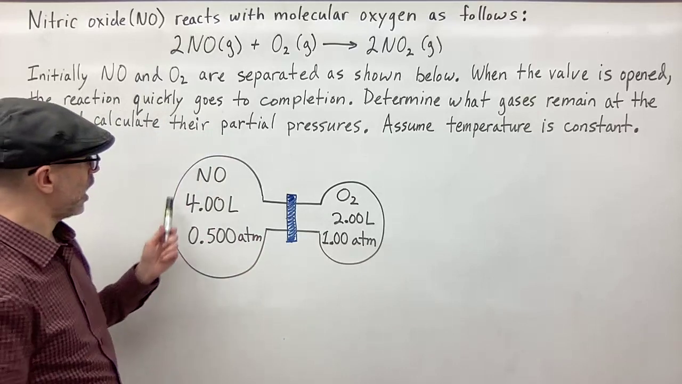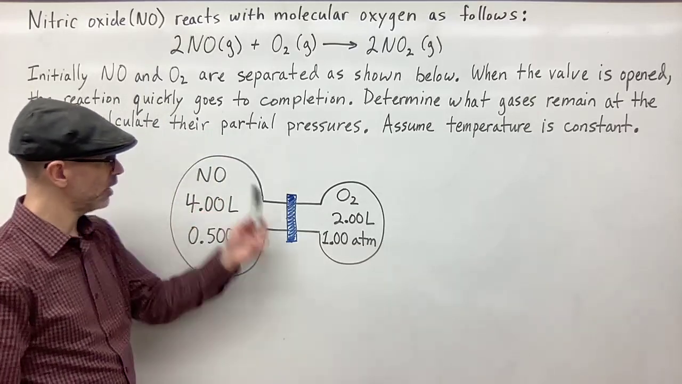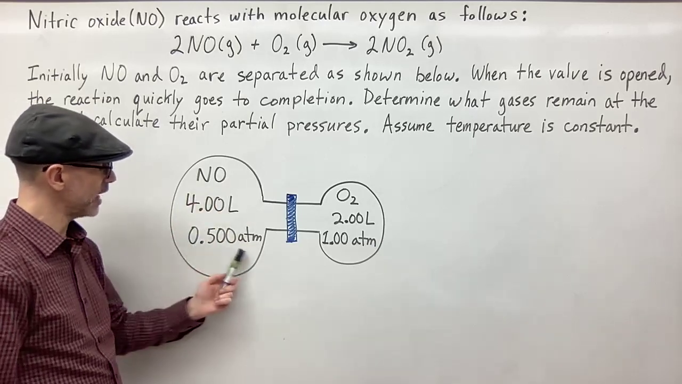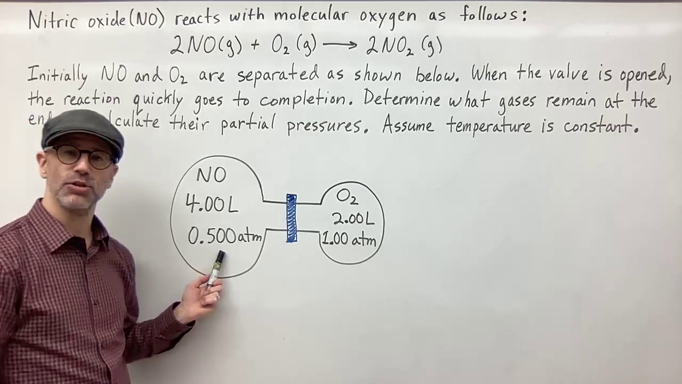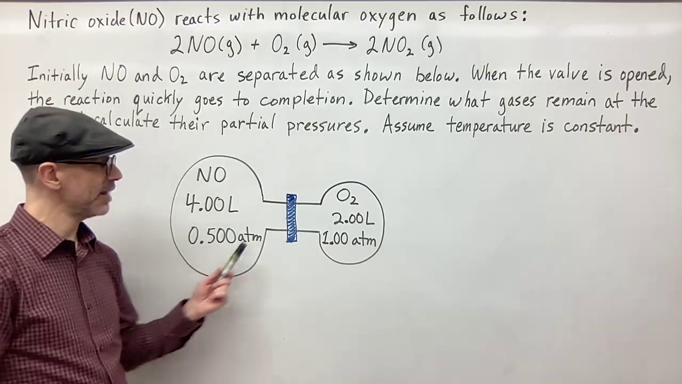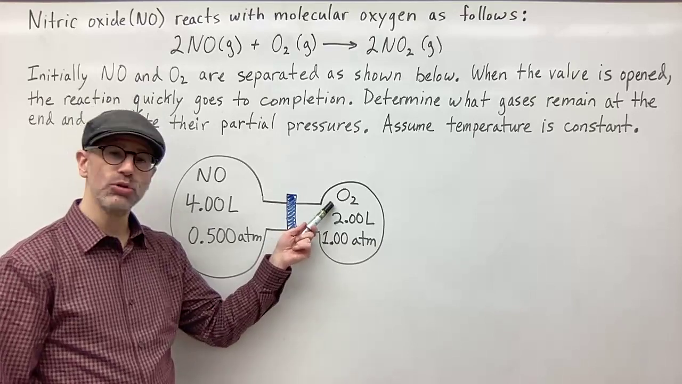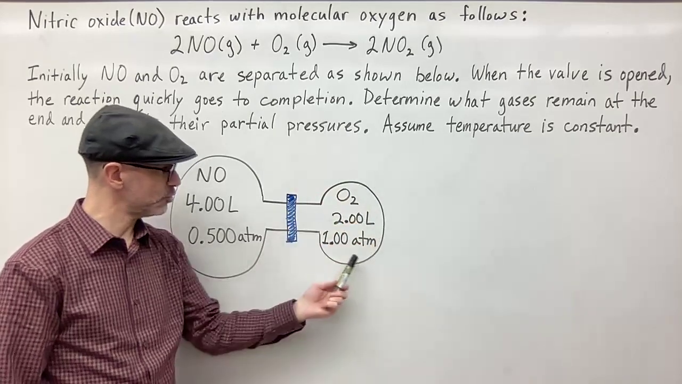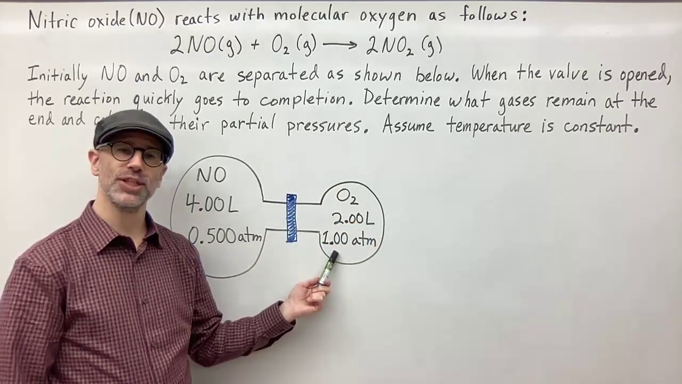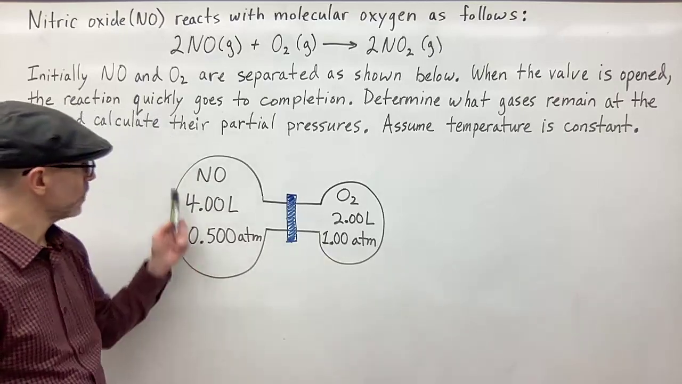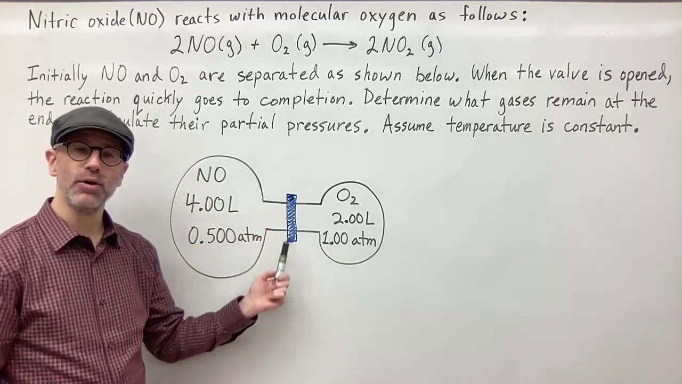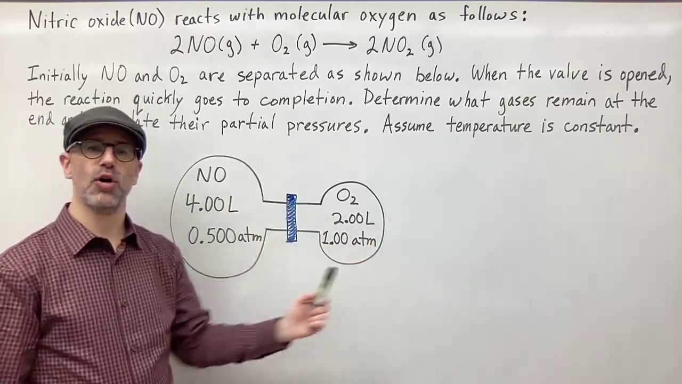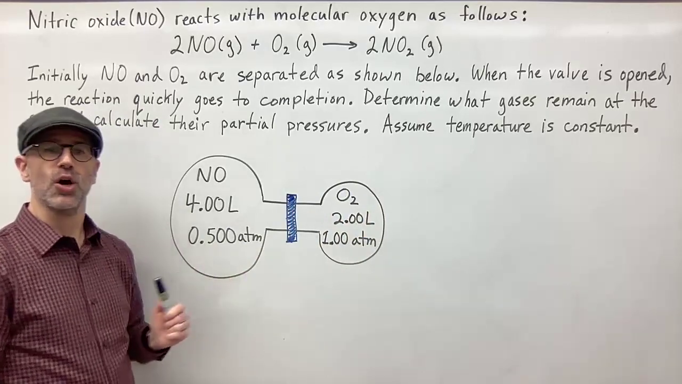So here we have NO gas on this side of our vessel, and it has 4 liters, and it's at a partial pressure of 0.500 atmospheres. And then on this side we have O2, at a 2 liter volume, and it's at 1.00 atmospheres. This is closed right now, and so these are separated. So this is a 4 liter part, and this is a 2 liter part with the partial pressures right now.